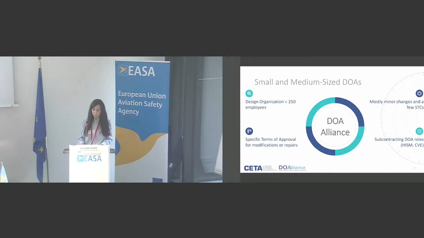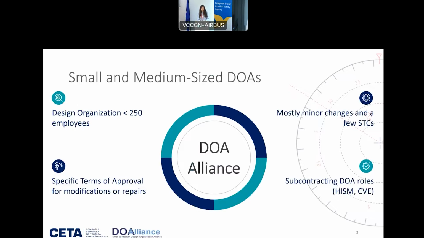Before delving into the topic of proportionality, let me first clarify what constitutes a medium and small design organization approval. It is a design organization approval with less than 215 employees. Take into account that a small design organization approval could have around 20 employees.